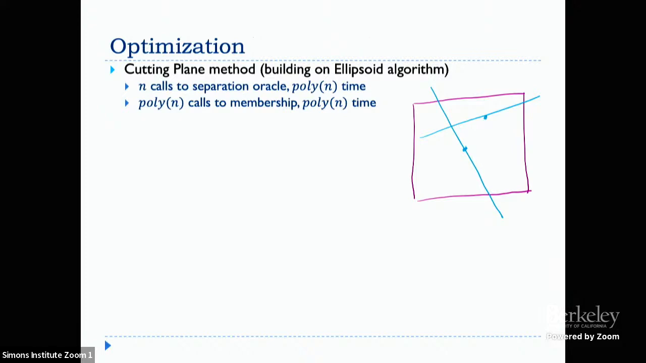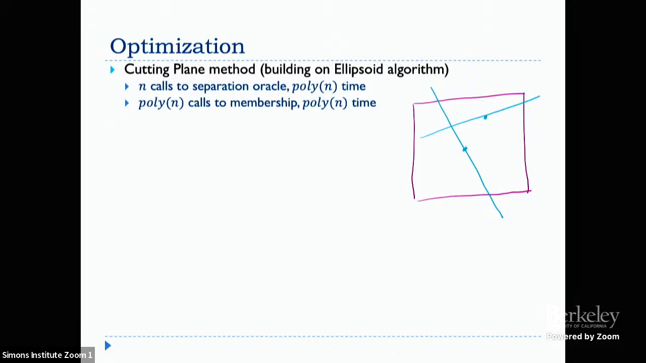So for optimization, the general convex optimization problem, the way you present it is how do I get this function? You get it through an oracle, either a separation oracle or a membership oracle. And in either case, so in the case of a separation oracle, with n calls to the separation oracle and poly n additional time, you can solve the problem.